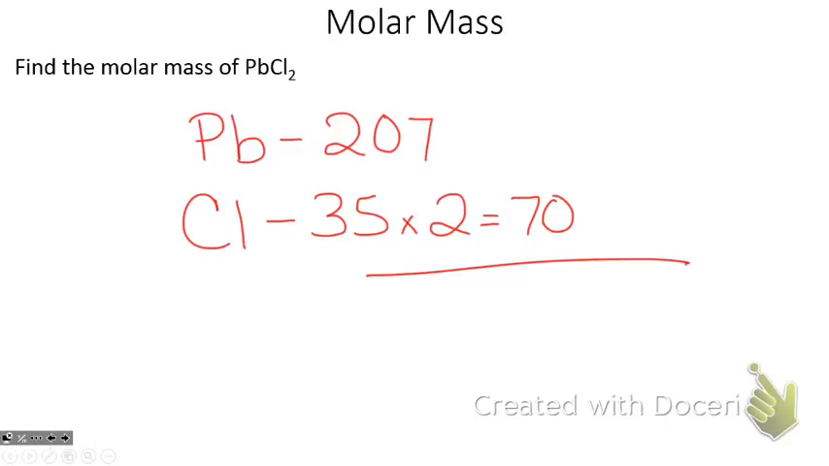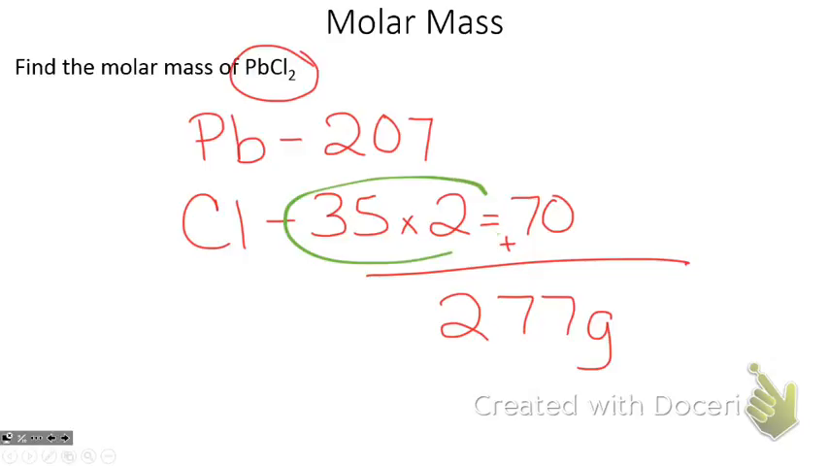So when I add these two numbers together, I'm simply going to add up 207 plus 70, and for my molar mass, I should get 277 grams. That is the mass of 1 mole of lead chloride. So again, I just added up 1 lead and 2 chlorine. That's why I had to multiply the molar mass of chlorine here by 2.